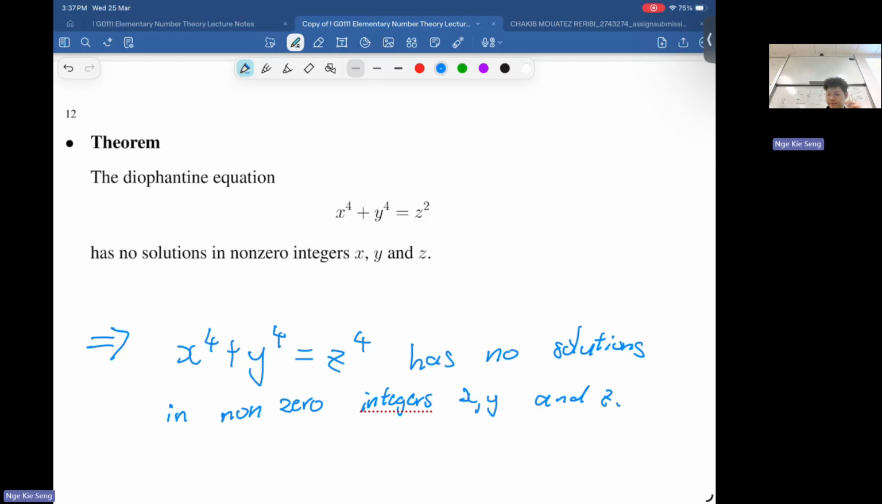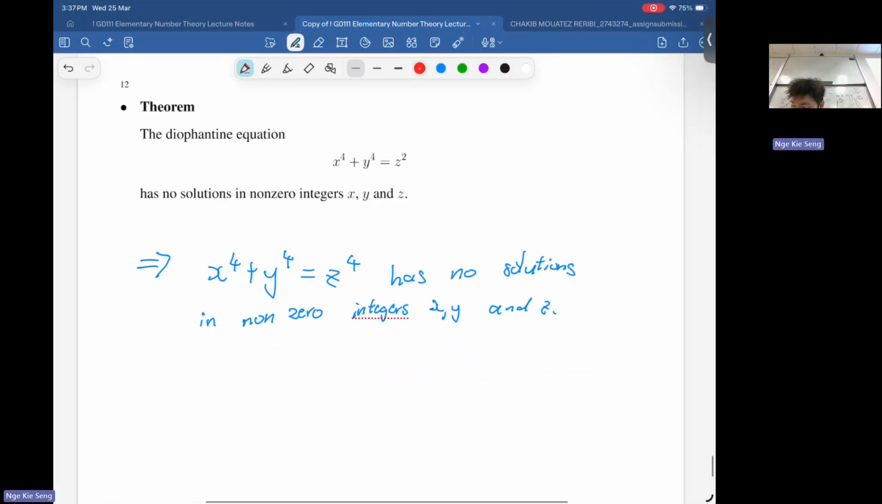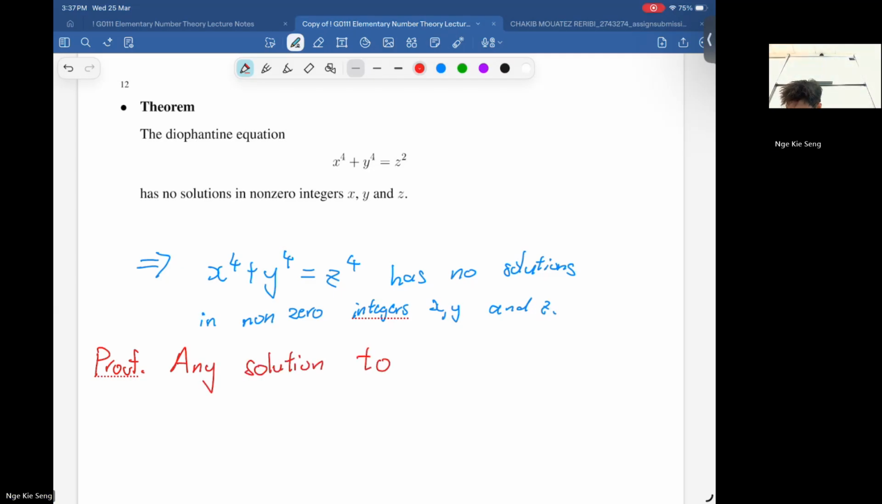Yes. Okay, so let me write down. If you have any solution, I try to use contrapositive or contradiction. So let's say this guy has a solution. What does it mean? This is also a solution for this kind of equation.